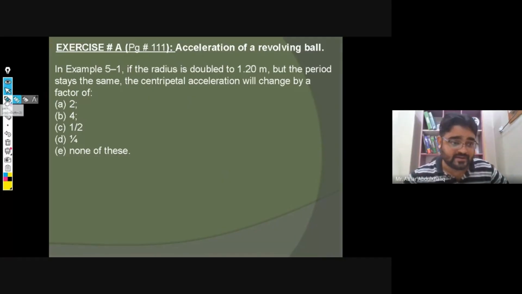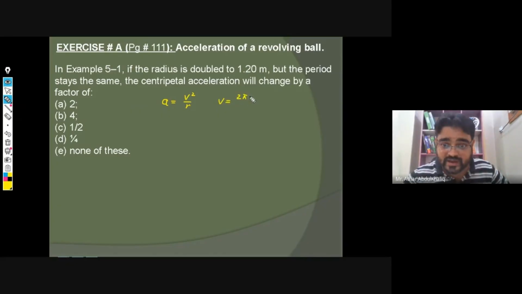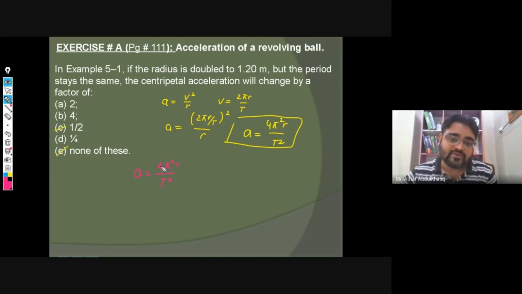You remember, for acceleration, we have this formula: A is equal to V square over R. Just wait a minute. And also, there is another formula, V is equal to 2 pi R over T. So when we combine these two, it becomes A is equal to (2 pi R over T) squared over R. So A becomes 4 pi square R over T square. 4 is a number, pi is a number, 3.14. This is a constant.